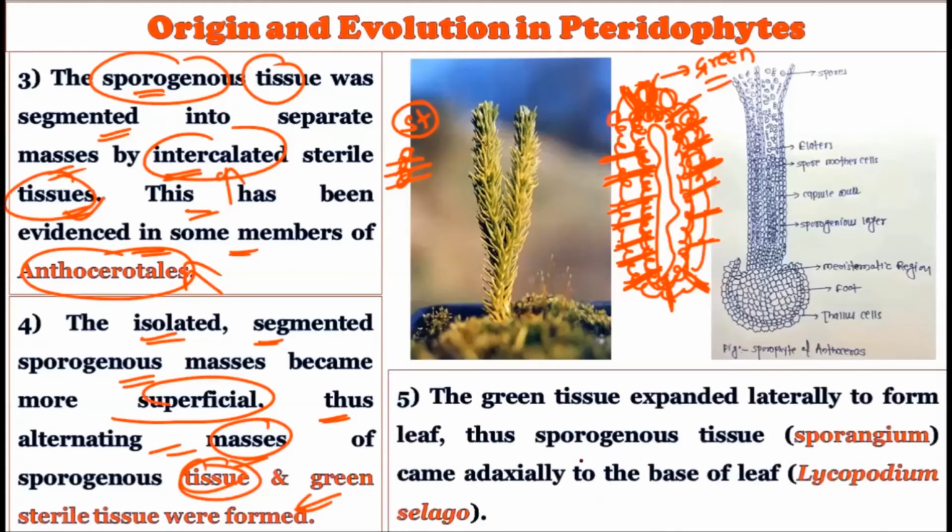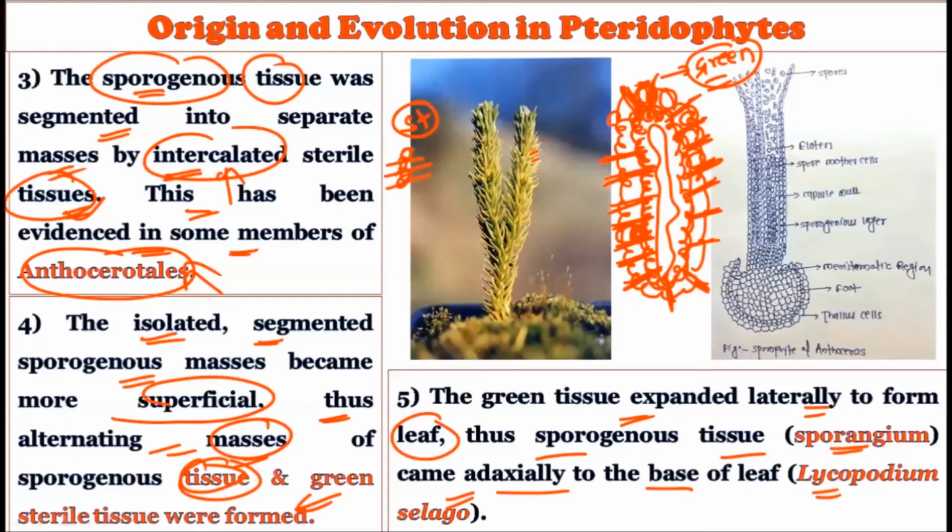Okay, see, the green tissue expanded laterally to form the leaf. Later this green tissue which is coming out of the sterile tissue became a leaf, like see in this plant it became leaves. And thus the sporogenous tissue, that is the sporangium, came adaxially to the base of the leaves, that is the Lycopodium selago. So whatever sporogenous tissue was present in between these green tissues came to the base of the leaves, and it becomes sporangium.